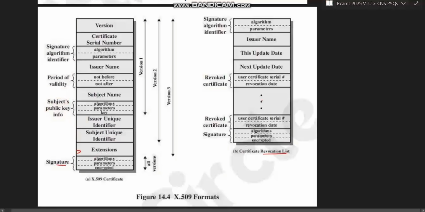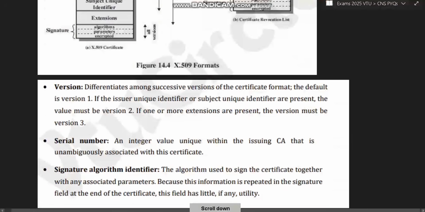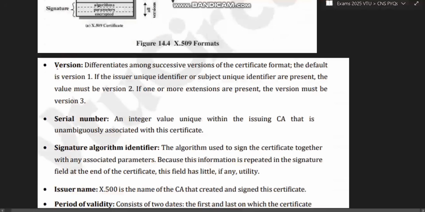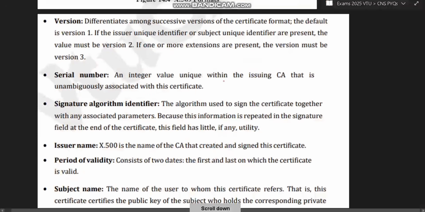Okay, and this is the revocation list, which lists all the certificates that have to be revoked, and the information regarding that, which is the issuer name, the update date, next update, and so on. Okay, means till when it will be valid. Now, the meaning of each of these, the details are given here. Version defines when it was released, the time period. And serial number is a unique integer value within the issuing CA that is unambiguously associated with the certificate, a unique thing to identify a certificate.